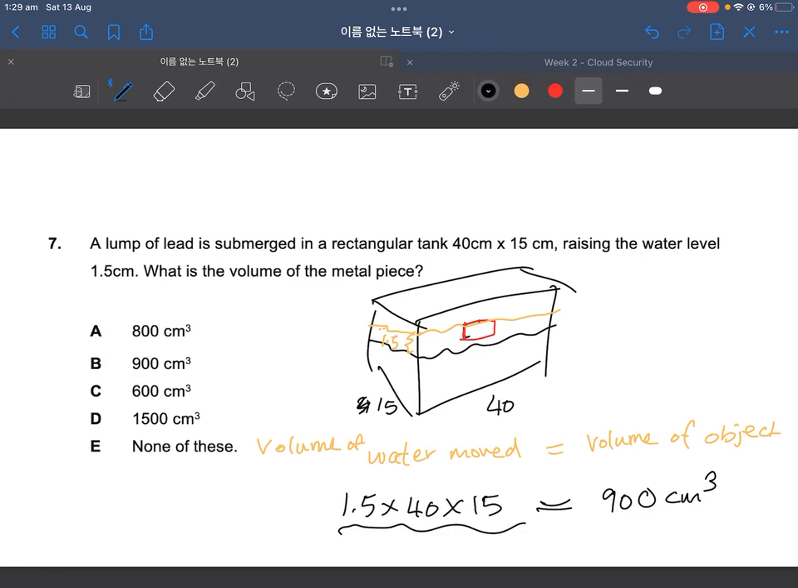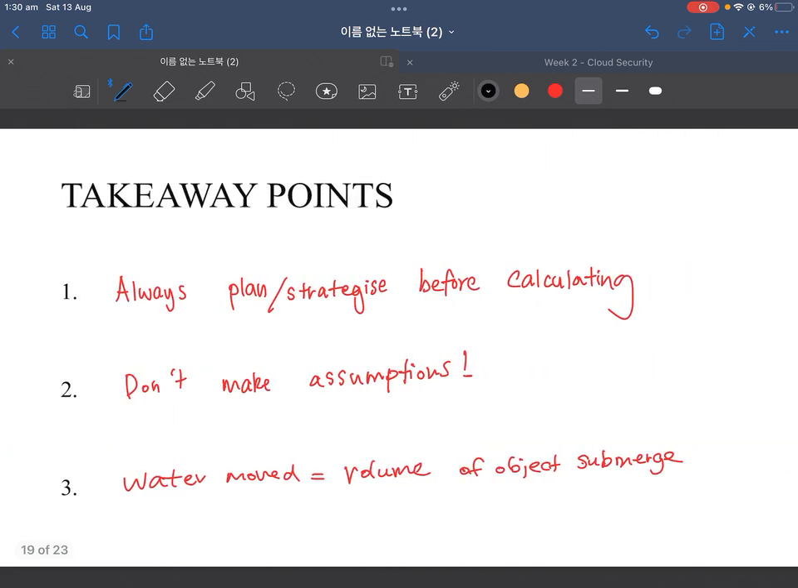Hopefully that makes sense. If it doesn't, imagine putting your fist into a bowl of water. As you do that, you'll notice that the sides of the water begin to rise in level. That's because your fist is pushing down the water inside the bowl, and so the water on the sides will be pushed up the same amount your fist is taking up space in that water bowl. So that's why the volume of water moved by your object is the volume of the object itself. Okay, hopefully that makes sense.